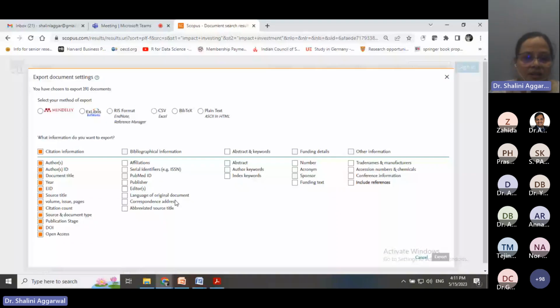So this screen comes up. What is the information that you need for each of the articles? These are the information that we need for sure: authors, author's ID, document title, year, EID, source title, volume, citation. All this information is also needed. Abstract is the most important thing, so please click on the abstract as well. What is another important thing? That is the references. Now you want all this information about each of the documents in your CSV file. Click on the CSV file and click on export.